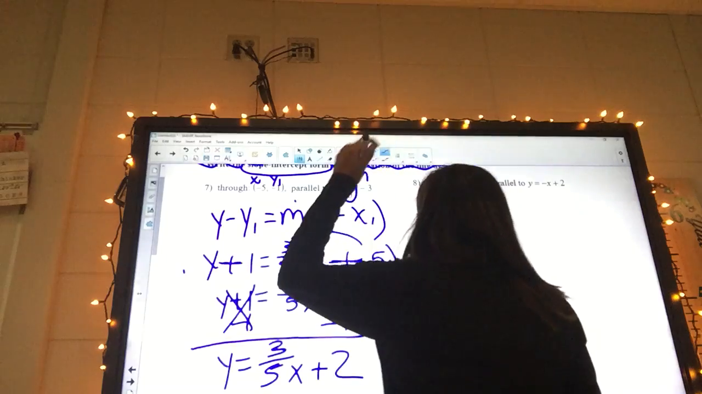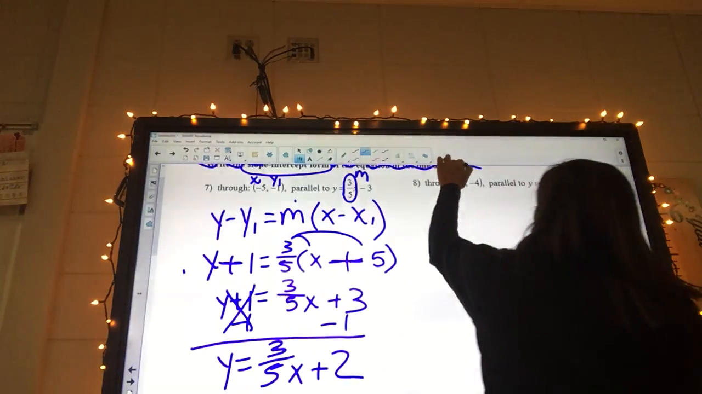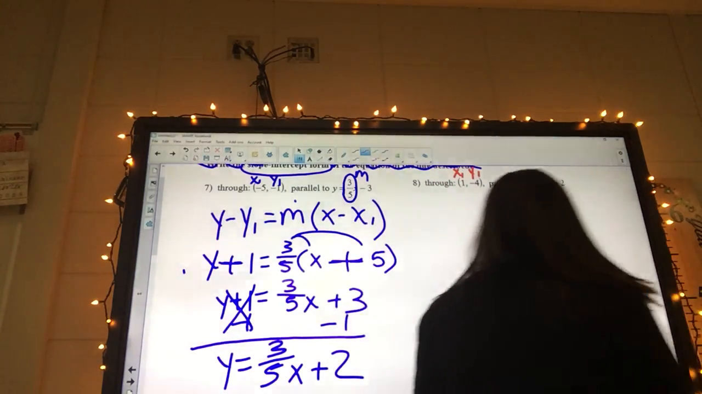Okay, so look at 8. We need to label. And what's our slope?